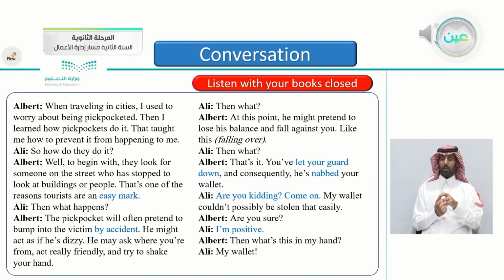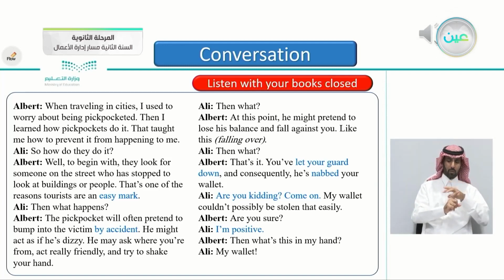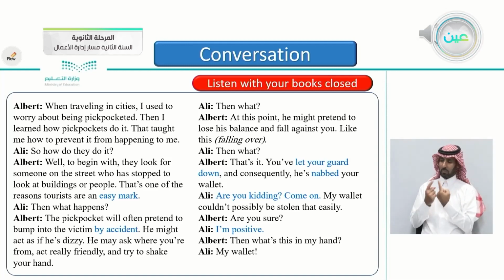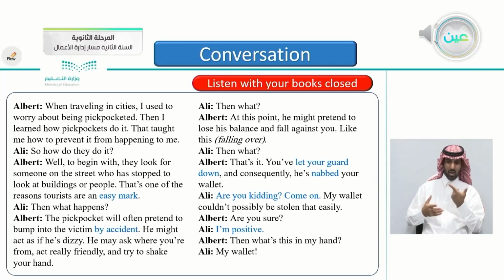Crime doesn't pay. When traveling in cities, I used to worry about being pickpocketed. Then I learned how pickpockets do it. That taught me how to prevent it from happening to me. So how do they do it? Well, to begin with, they look for someone on the street who has stopped to look at buildings or people. That's one of the reasons tourists are an easy mark. Then what happens? The pickpocket will often pretend to bump into the victim by accident. He might act as if he's dizzy. He may ask you where you're from, act really friendly, and try to shake your hand. Then what? At this point, he might pretend to lose his balance and fall against you. Like this. Then what? That's it. You've let your guard down, and consequently, he's nabbed your wallet. Are you kidding? Come on, my wallet couldn't possibly be stolen that easily. Are you sure? I'm positive. Then what's this in my hand? My wallet.